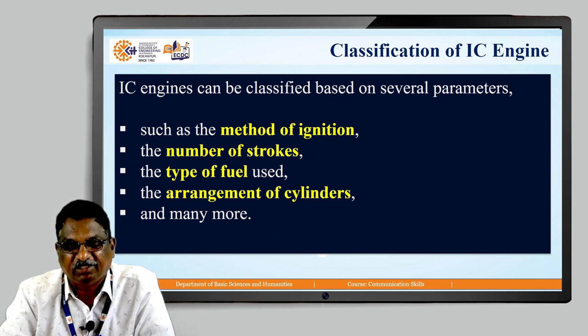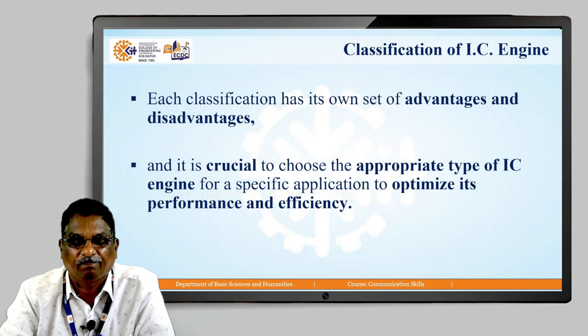Then classification of IC engines. IC engines can be classified based on several parameters, such as method of ignition, the number of strokes, the type of fuel used, the arrangement of cylinders, and many more. Each classification has its own set of advantages and disadvantages, and it is crucial to choose the appropriate type of IC engine for a specific application to optimize its performance and efficiency.